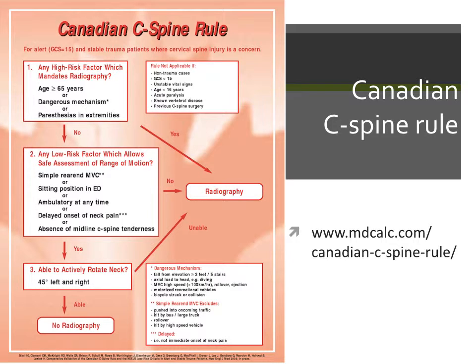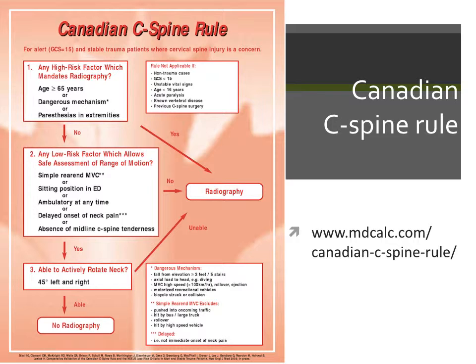If the answer to any of those questions is yes, then you can assess the range of active rotation, and if that's 45 degrees to the left and right, they don't require any further imaging. If they can't move 45 degrees to the left and right on active rotation, then they need to have further imaging. You can see the box at the bottom right hand side that they define dangerous mechanism and a further definition of simple rear end motor vehicle collision.